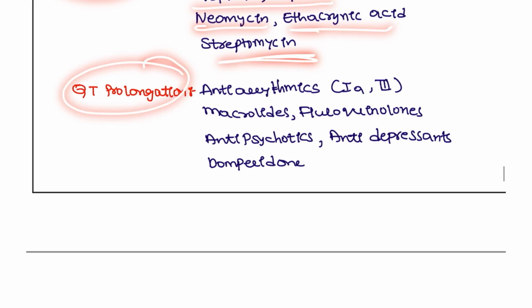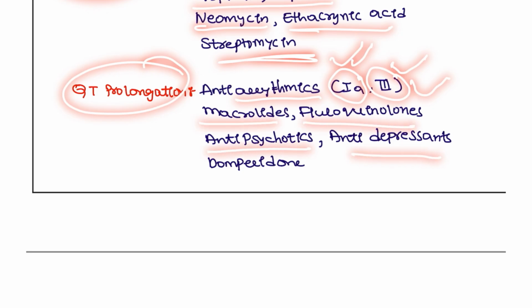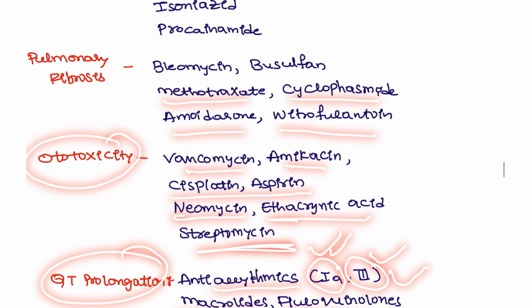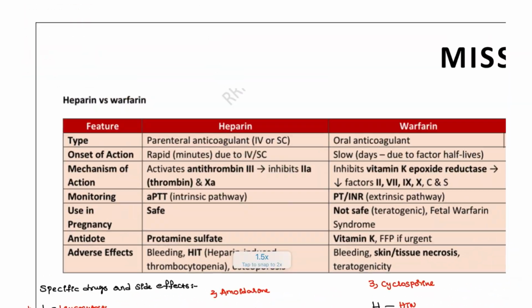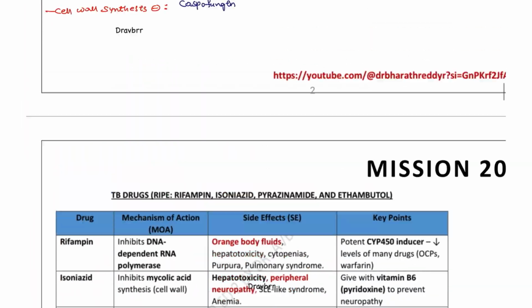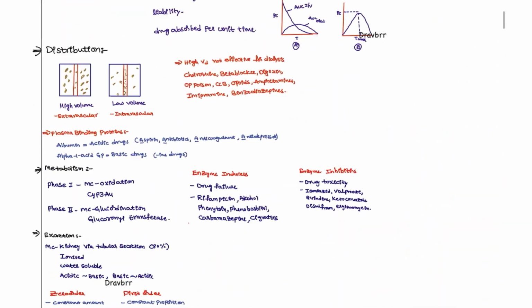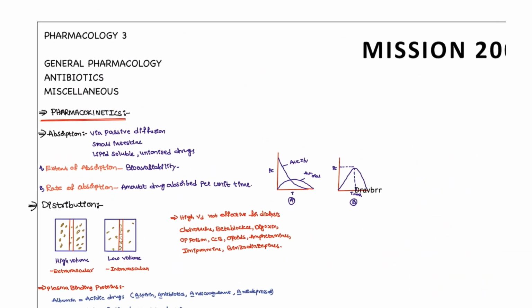QT prolongation is seen with class 1A and class 3 antiarrhythmics like procainamide, quinidine, and also amiodarone, ibutilide, macrolides, fluoroquinolones, and also antipsychotics, antidepressants and domperidone. These are the important points that you have to remember. Likely this is part 1, part 2, part 3 you have read. Please read the notes, revise them regularly and complement with MCQ practice.